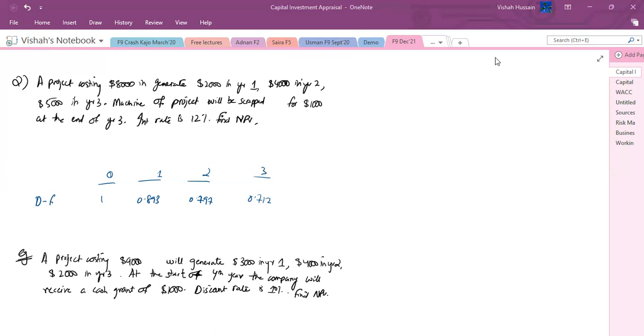The second example, it has the same discount rate. No, it doesn't. No, it has 10%. So for 10%, your discount factors are going to be, if you have your book open, you can check it from there. Otherwise, I'm going to write it down.